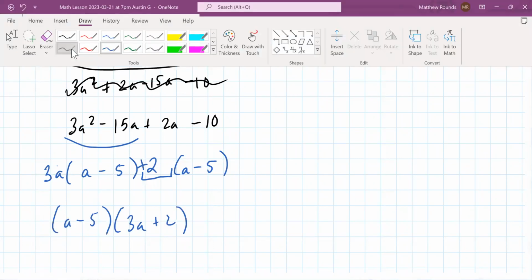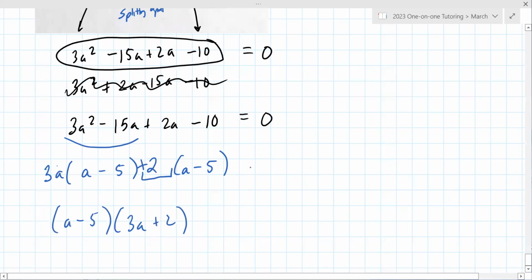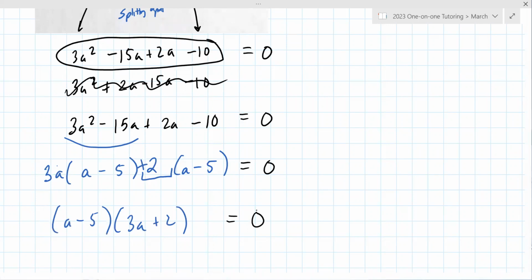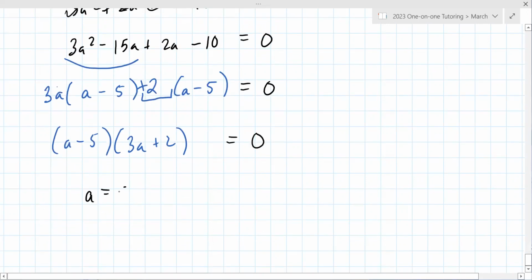Now I've made the mistake here of not setting all of this equal to 0 the whole way down. But now you set each of them equal to 0. Let me write that out correctly. A minus 5 equals 0. 3a plus 2 equals 0. So a equals 5. Will you solve the one on the right for me, please? I got a equals negative 2/3. Good. Very good.